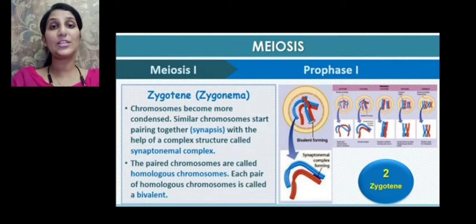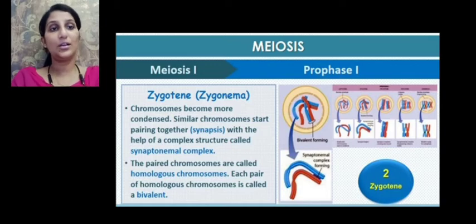The leptotene stage is followed by zygotene. In zygotene, the condensation of chromosomes continues, and as I told you, in diploid organisms 2 sets, one from the paternal and one from the maternal parent, are present. Of these chromosomes, the similar chromosomes, similar in size, shape, and also in the genes they carry, will start to pair with each other. This pairing of similar chromosomes is called synapsis, and it is aided by the synaptonemal complex.